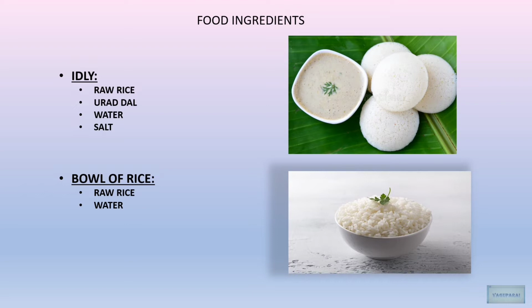Now we are going to soak raw rice and urad dal in water for a few hours, grind it, then mix it with salt, ferment it and then cook it, and you get idli. For a bowl of rice, you are going to take the ingredients raw rice and water. Boil raw rice in water for a few minutes and then you get a bowl of rice.